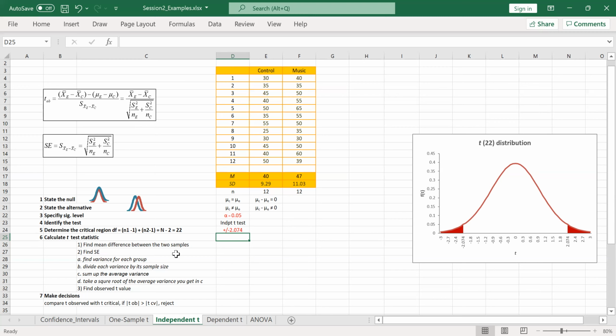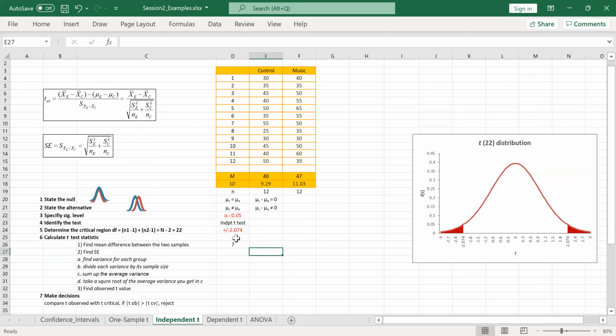So first we're going to get the mean difference, the numerator part. So the difference between the two means, we use the music mean minus the control mean. So it's a 7-point difference.